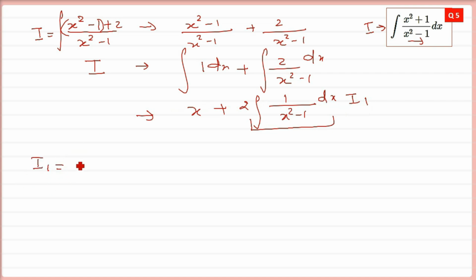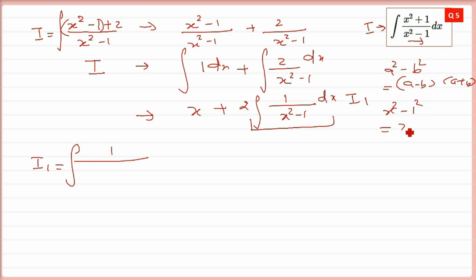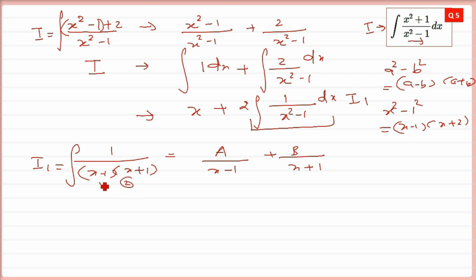So this I1 will be 1 divided by, you know that a square minus b square is what? a minus b into a plus b. That means x square minus 1, you can write it as x square minus 1 square, so it will be x minus 1 into x plus 1. So let's write it here, x minus 1 into x plus 1. How do we write it as a partial fraction? Because there are two factors in the denominator, we have A and B, two constants here, divided by x minus 1 and then divided by x plus 1, and we have to integrate this now.